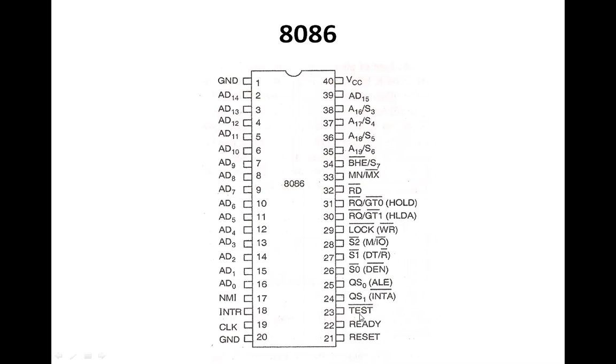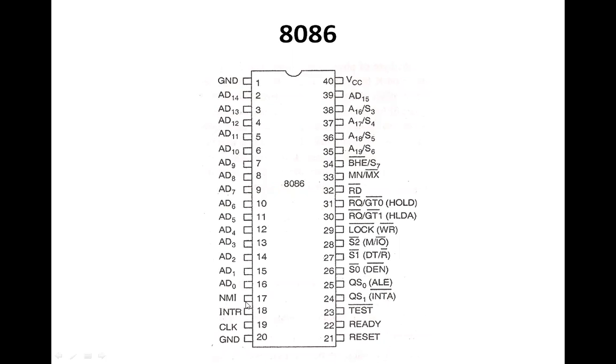This pin is most commonly used whenever the 8086 is working along with a co-processor, that is the 8087, which is also called the mathematical processor, or you can say numeric processor. The 8087 is another kind of processor designed to work in conjunction with the 8086, and its purpose is to do mathematical operations. That is why it is called the math processor. So whenever the 8087 has to be used, only then will this test pin be used.